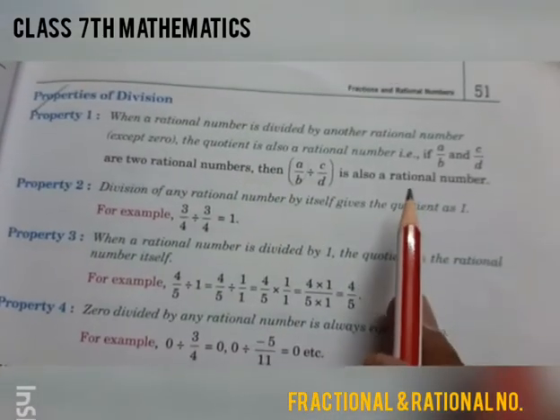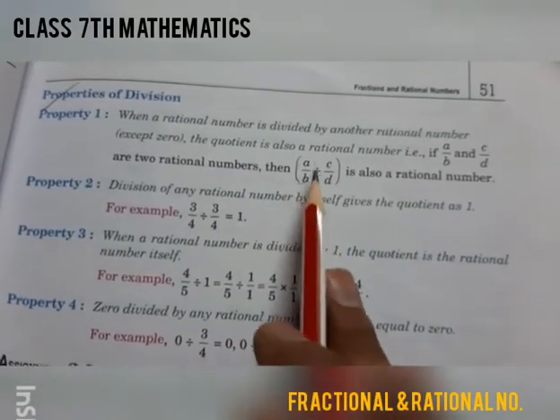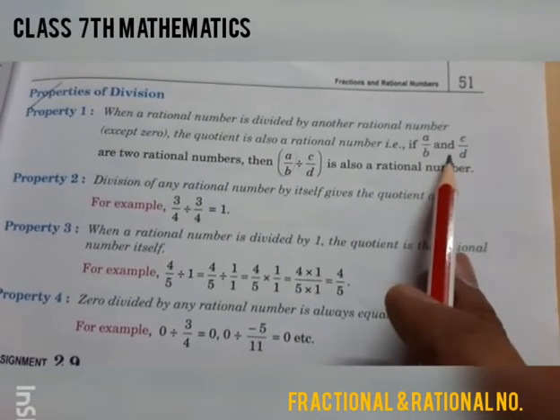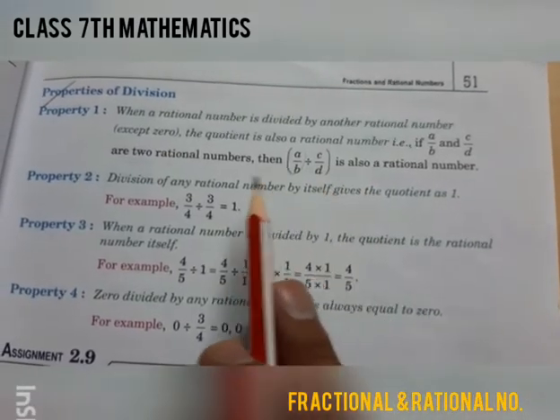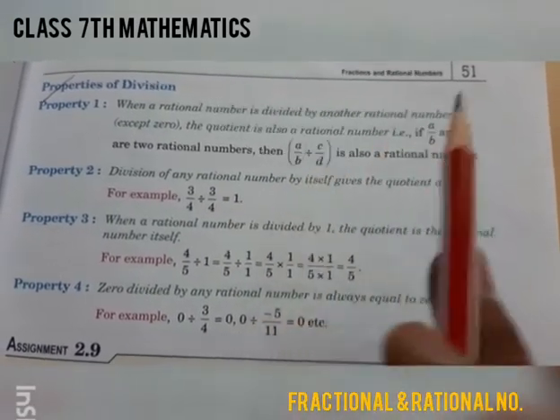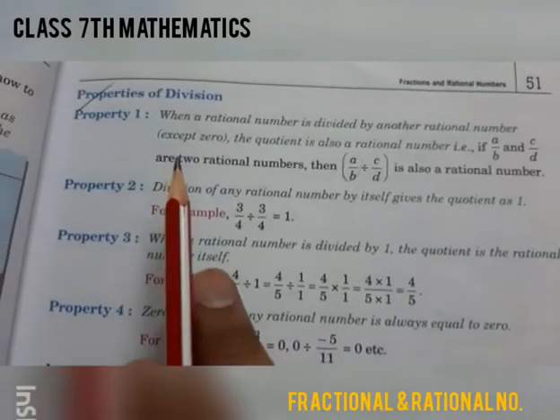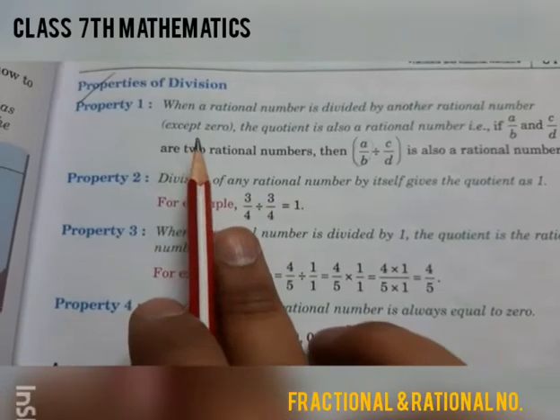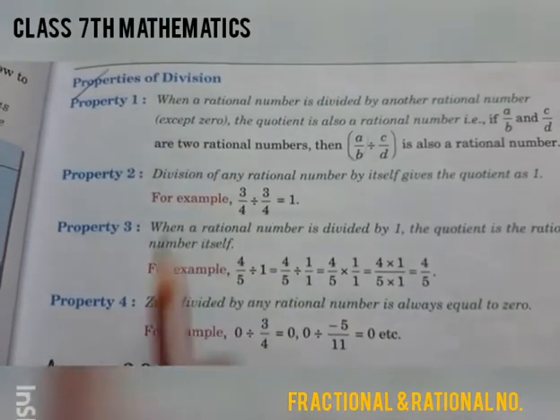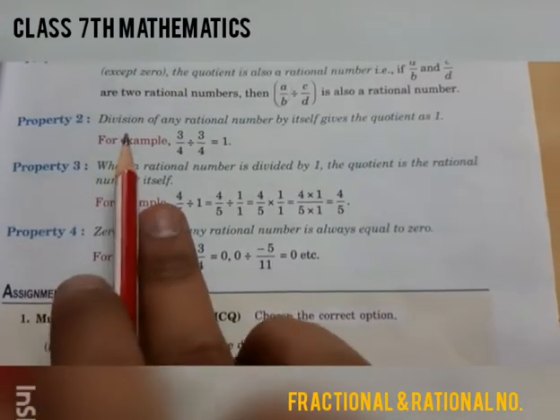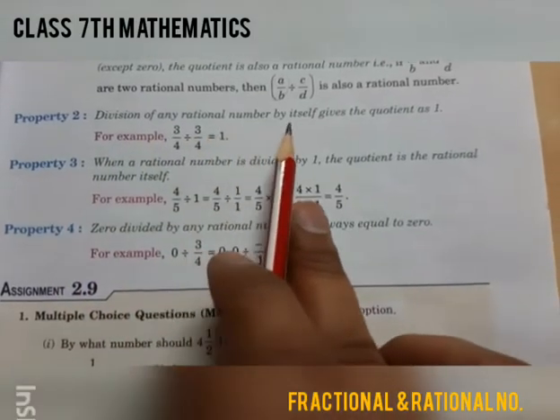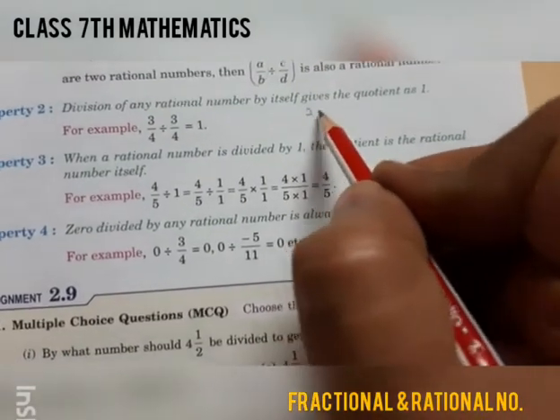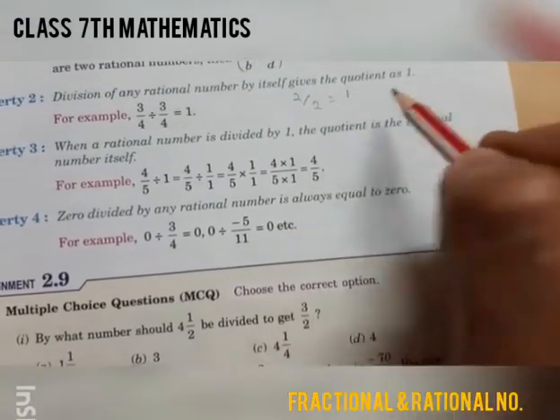This is what the property is also saying: when a rational number is divided by another rational number, the quotient is also a rational number. But this does not apply in the case of zero, which I already told you, because anything divided by zero, the result is not defined. Now property number 2: division of any rational number by itself gives the quotient as 1. It's very natural. If any number is divided by itself, the result is always 1.